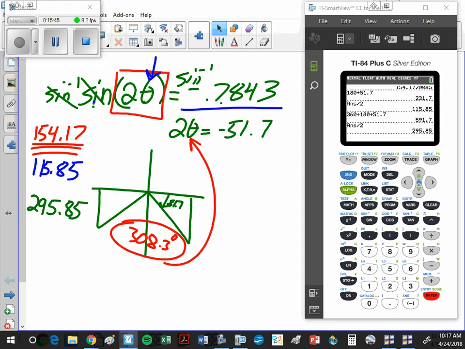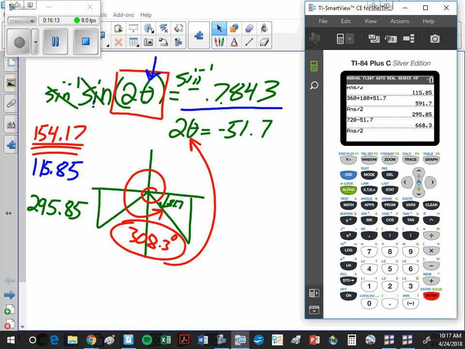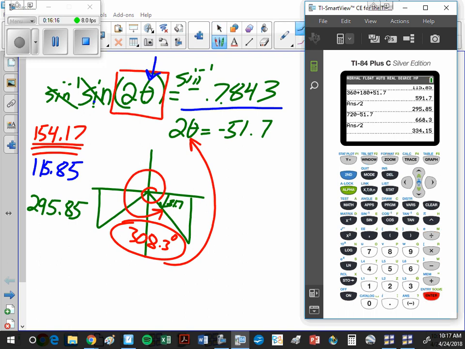So now I'm going to check this angle, which would be 720 minus 51.7, 668.3. So 2 full rotations is 720, and I'm 51 degrees short of that. Divide that by 2, 334.15. Should I check the next one?